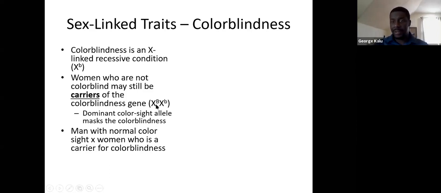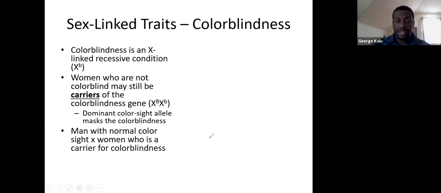So carriers can be found in sex-linked disorders. They can also be found in regular simple dominance and simple recessiveness, where again you're dealing with a heterozygote. But this is one particular type of trait that can exhibit color blindness and carrier traits. So let's do one more example, where we look at a male with normal color vision and a woman who is a carrier for color blindness.